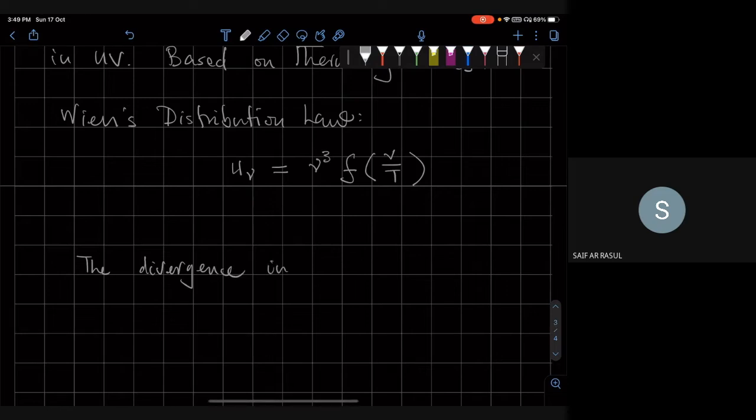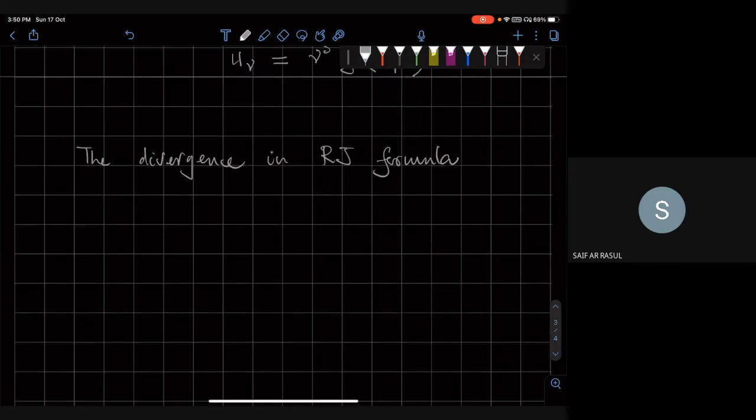Okay. So one of the things that Planck realized was that the divergence in the Rayleigh-Jeans formula comes from the kB T part, because you see that this part is independent of the frequency, right? And therefore, as we are integrating over the frequency, we are getting more and more contribution.